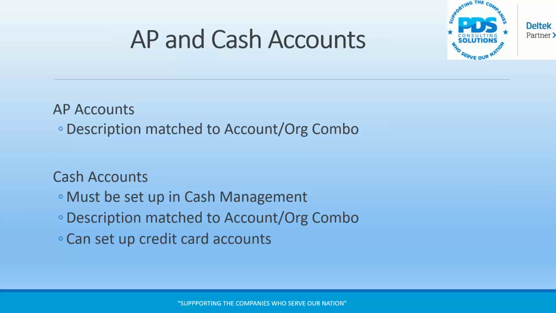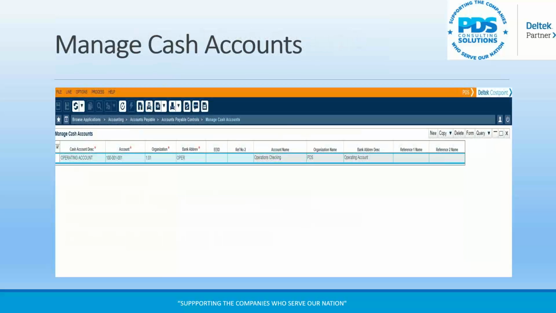Let's take another look at the accounts payable and cash account screens. We can have multiple cash accounts that are applied to the checks. This cash account must be set up in the cash management screen and have a bank abbreviation. In this screen, we are adding a cash account description. We are assigning the general ledger account, the org from the general ledger, and the bank abbreviation from the cash management side.